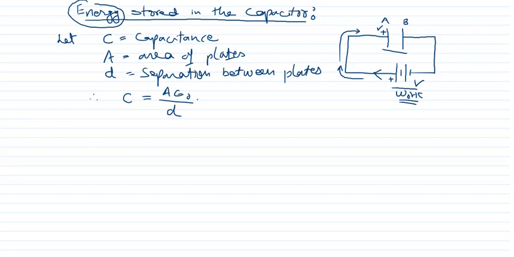ठीक है. Now here V is the potential difference which is connected across this one. So this is the expression for the capacitance of a parallel plate capacitor. We have already discussed it.